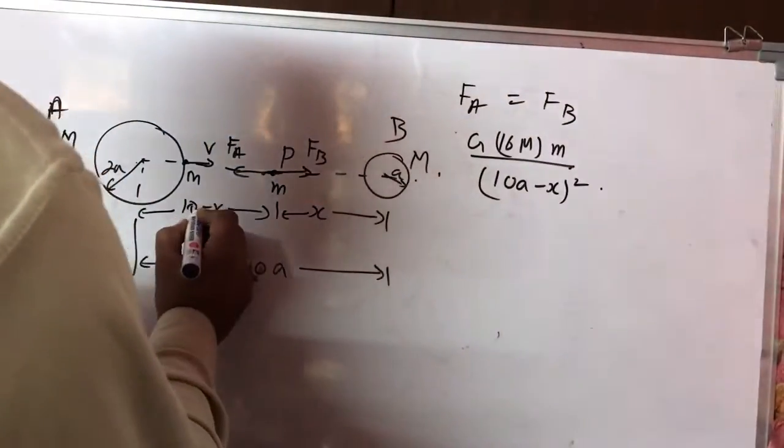The magnitude of the force Fa will be equal to G into 16m into small m divided by (10a minus x) whole square. This should be equal to Fb. Fb is G into capital M into small m divided by x square. Okay, so G gets cancelled out, small m gets cancelled out, capital M gets cancelled out. So we get 16 divided by (10a minus x) whole square is equal to 1 upon x square.